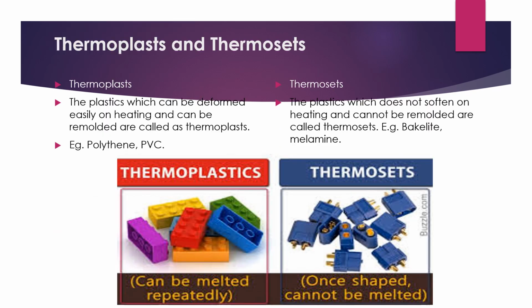Now, plastics could be classified into two different categories, the thermoplasts and the thermosets. Now, let us see what they are. Thermoplasts are plastic materials which can be deformed easily on heating and can be remolded. Examples are polythene, PVC, etc. Thermosets are those plastics which do not soften on heating and cannot be remolded, and examples for them are bakelite and melamine. When they fall down, they break.